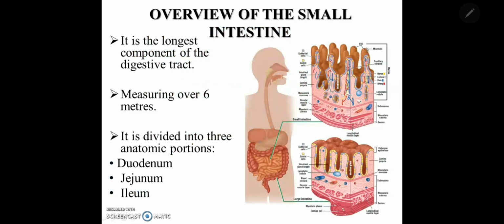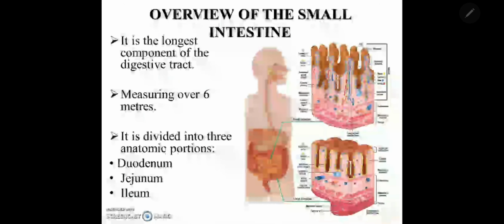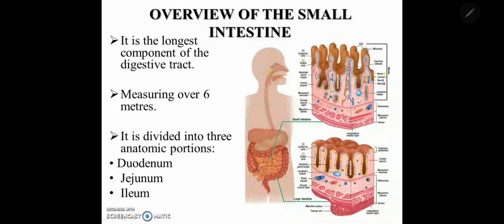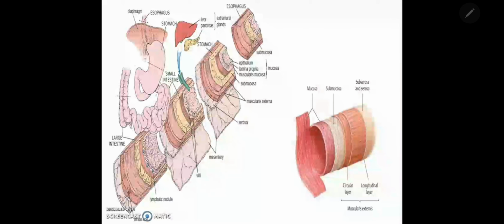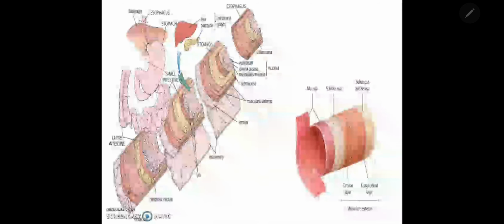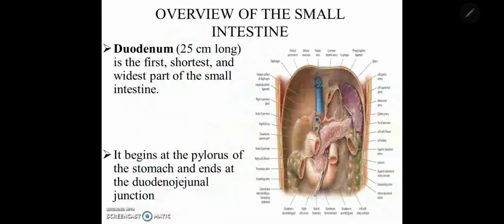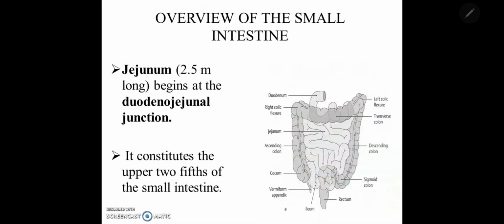Coming to the histology of the duodenum, as you know, the small intestine is the longest component of the digestive tract, measuring around 6 meters, divided into duodenum, jejunum, and ileum. The duodenum is the widest and most fixed part. If you see here, you can see these layers from inside to outside: mucosa, submucosa, muscularis externa, and serosa. As we have already seen the gross anatomy, there is nothing much to discuss here.